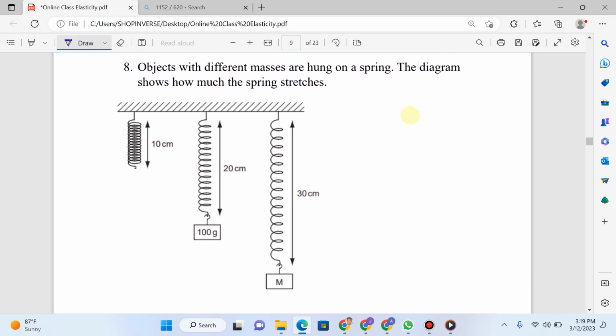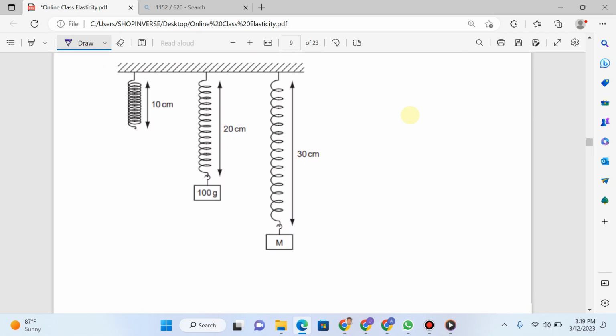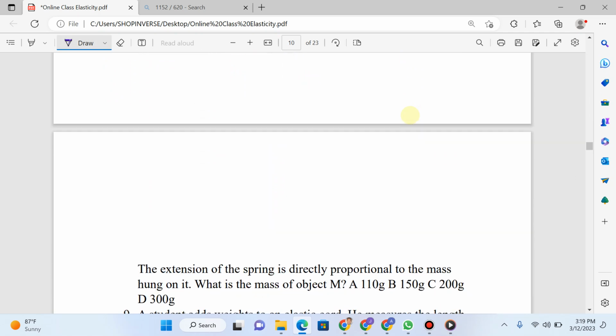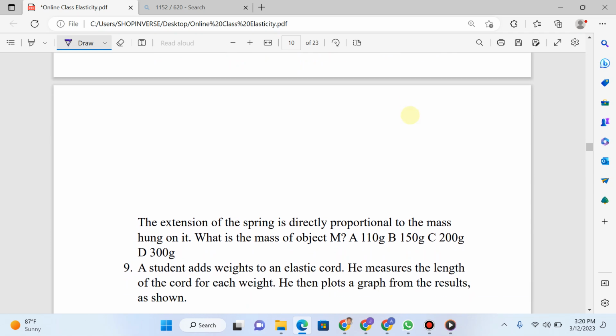The handle will not turn clockwise to the right because the clockwise moment is smaller than the anti-clockwise moment. Number 8, objects with different masses are hung on a spring. The diagram shows how much the spring stretches. The extension of the spring is directly proportional to the mass hung on it. What is the mass of object M?